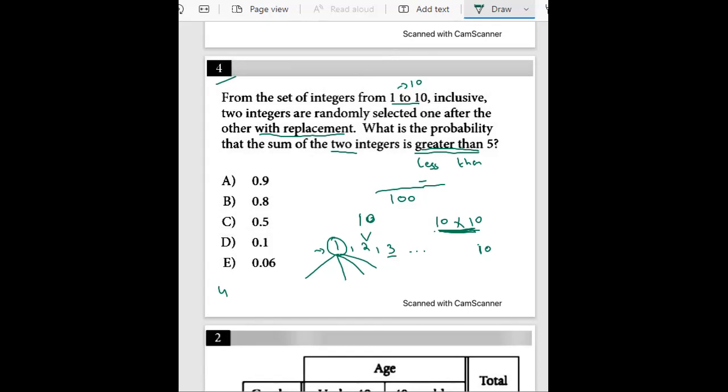Okay. So this means that since we are counting for less than or equal to 5, that is the first thing. The second thing is, what is the question? The question says two integers are randomly selected one after the other with replacement. Okay, so what are you doing?